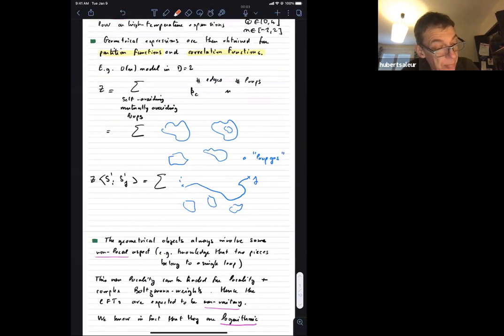and for which there is an extra weight associated with the length of the loops, beta c to the number of edges.